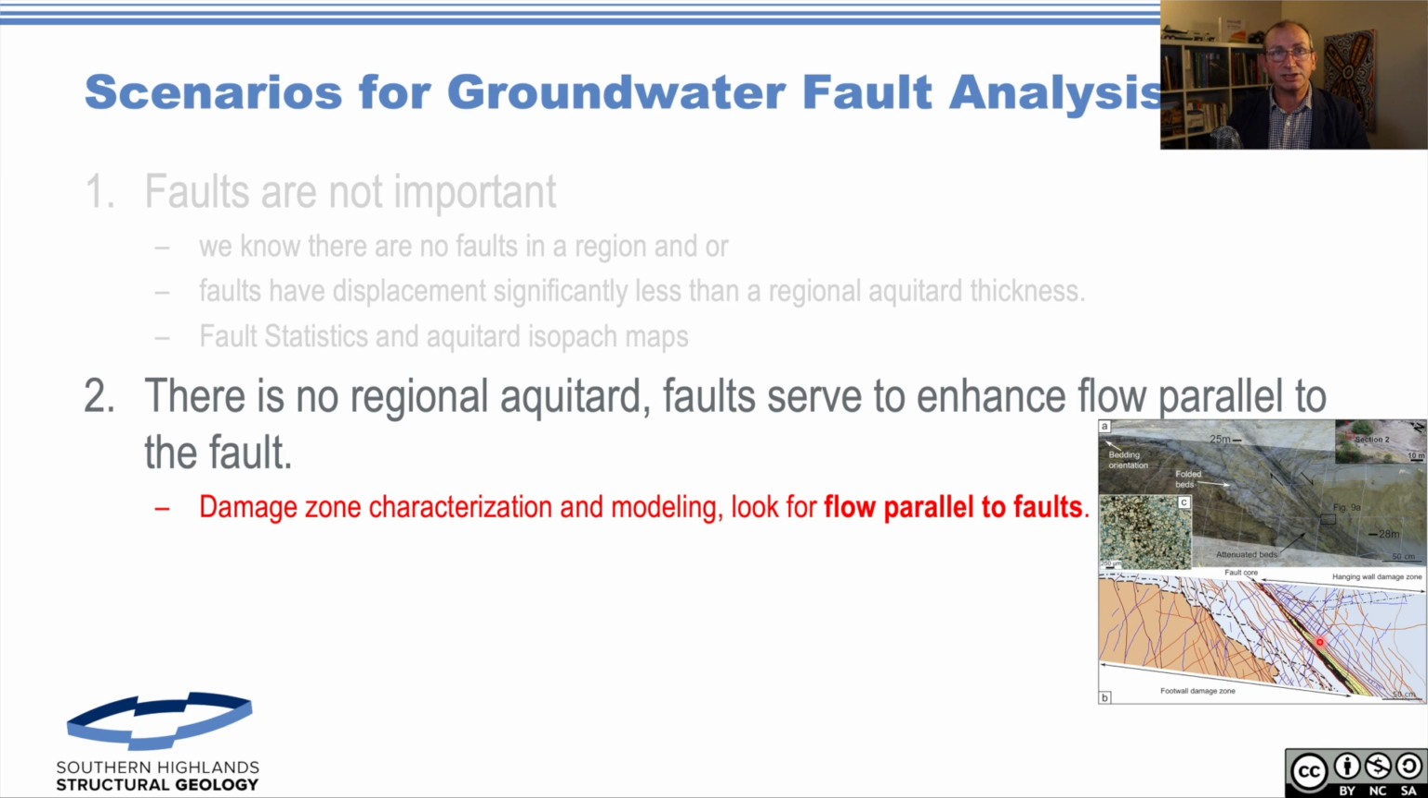You still want to produce cross sections, still want to produce maps, but you can actually start to say, well, look, how wide is my damage zone? How much impact is this going to have on my flow modeling?